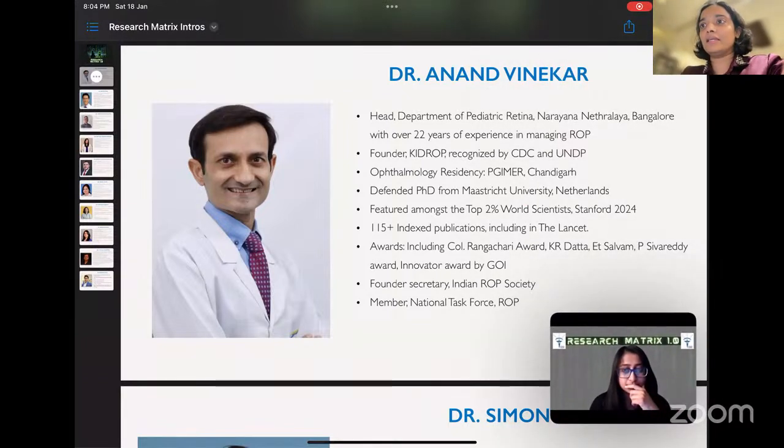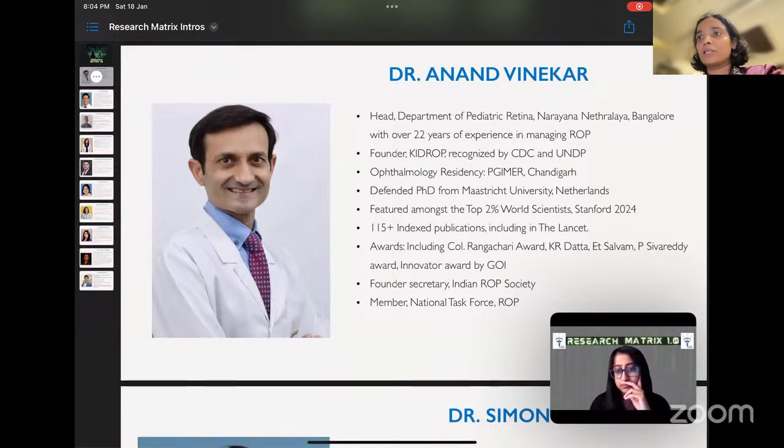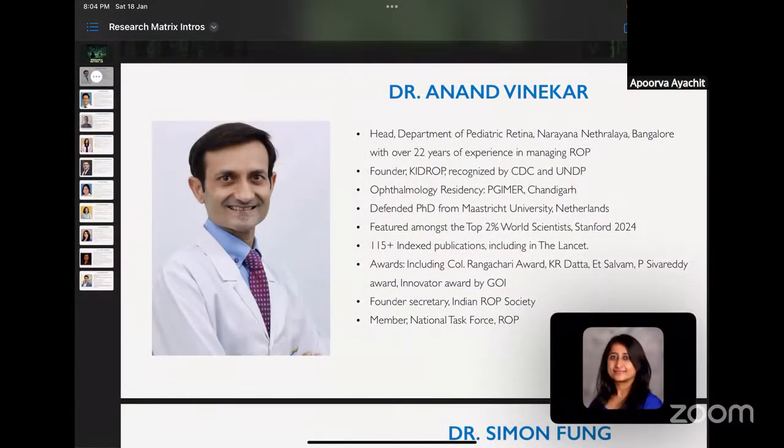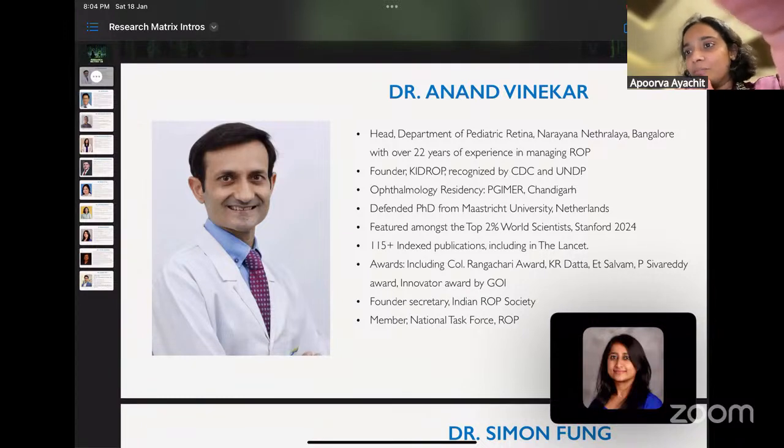Anand Binekar. He is a luminary in the field of retina and an inspiration to all of us because of his tremendous work in retinopathy of prematurity. He has been solely heading it and screened hundreds of thousands of babies and actually saved sight for a large majority. He did his residency from PGI Chandigarh and has a PhD. He is obviously featured amongst the top 2% world scientists in the Stanford list. He has over 115 publications, including in the Lancet. He has won the Colonel Rangachari Award and many more, and also the Innovator Award by the Government of India. He is the founder secretary of Indian ROP Society and a member of National Task Force ROP.